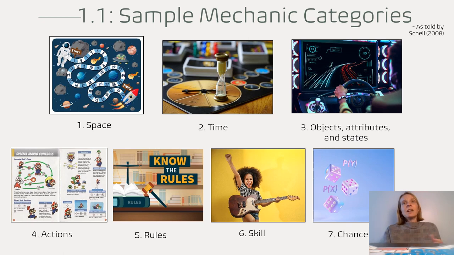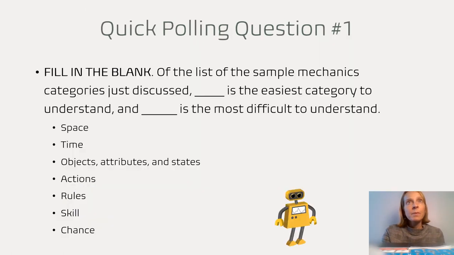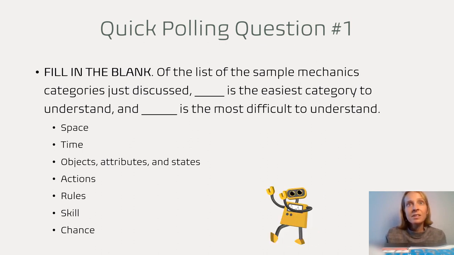So hopefully these simple mechanic categories will help you see what it means to deal with mechanics in a particular game. And on that note, I'd like to do a quick polling question. Of the list of sampled mechanic categories discussed, what do you think is the easiest category to understand, and what would be the most difficult category for you to understand? Just interested in knowing.